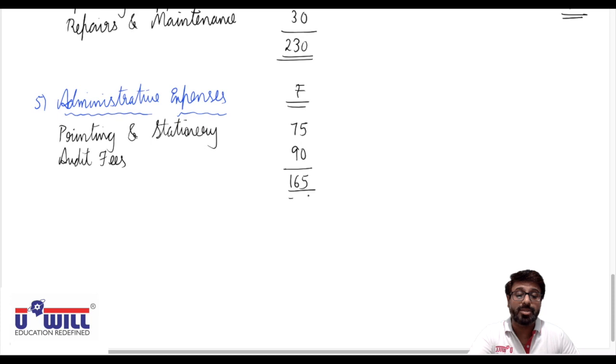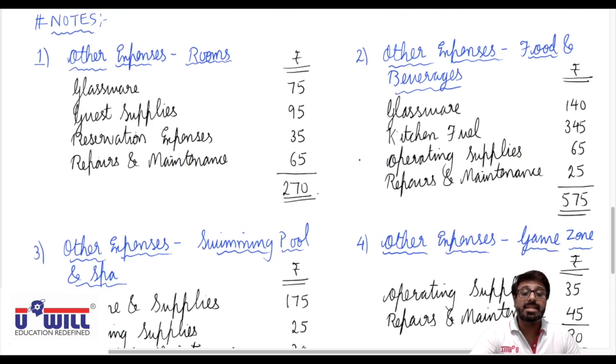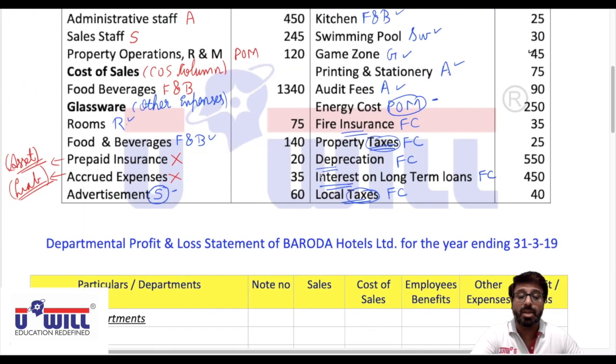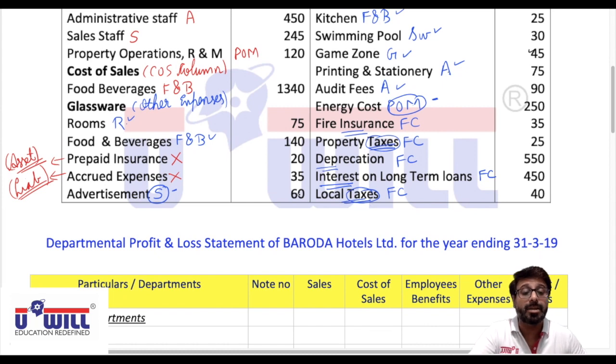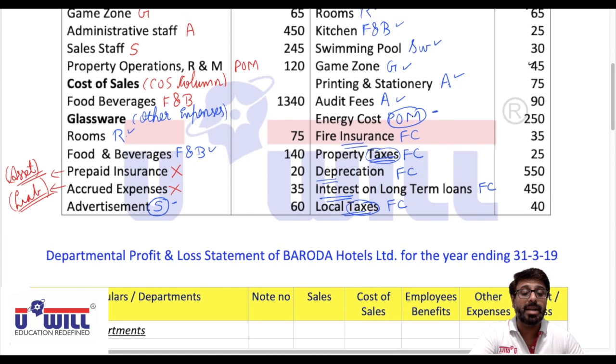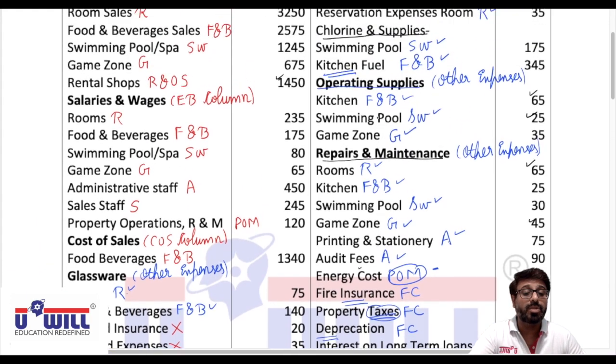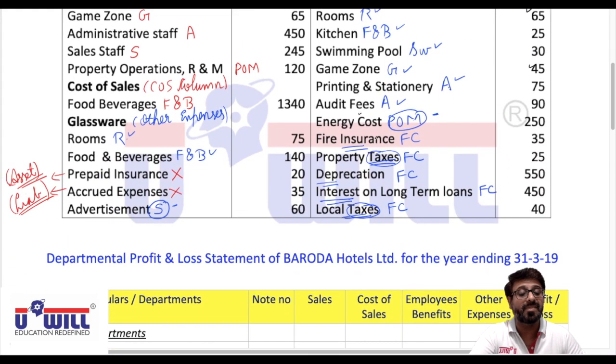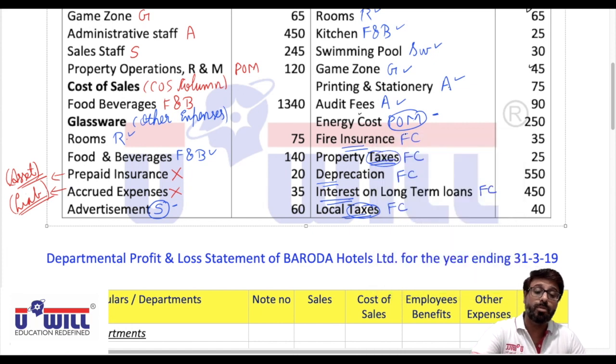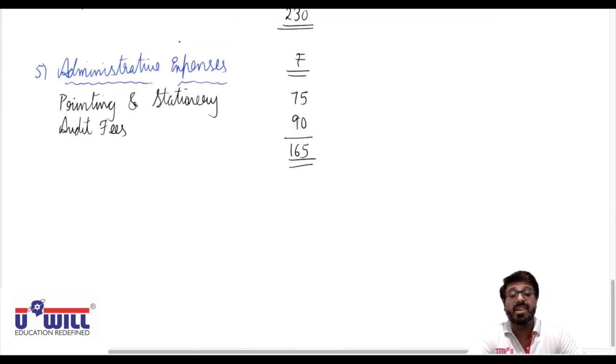These are total administrative expenses. Then sales promotion expenses, we don't have to make a note because only one expense is there, advertisement. Property operation and maintenance, we don't have to make a note because there is only one expense of energy cost. So we can directly write it in the format itself. Fixed costs, we never have to make a note. They are directly the items to be written in the format. So these 5 notes we have made.